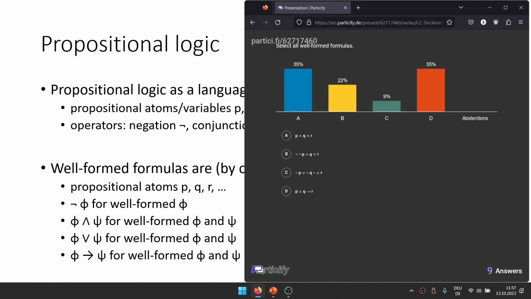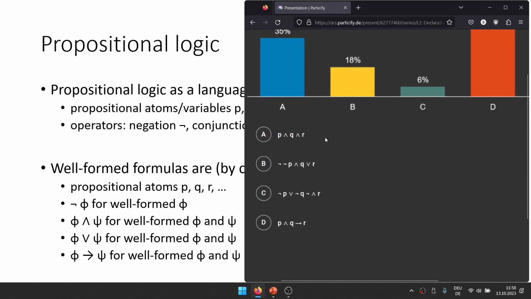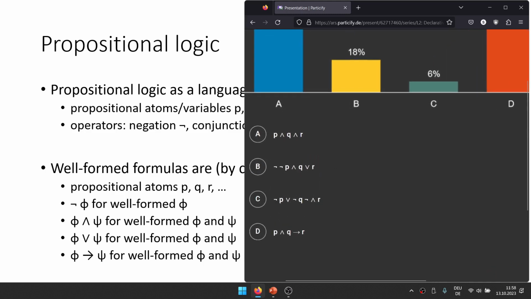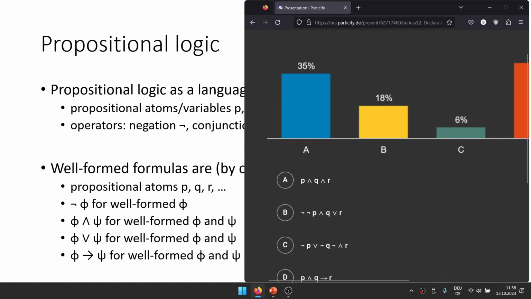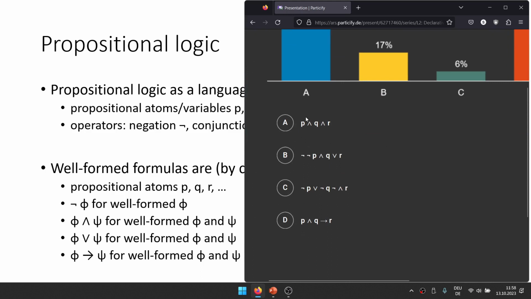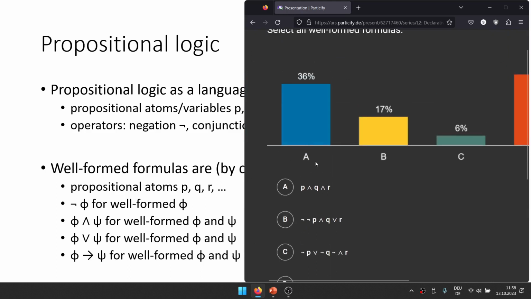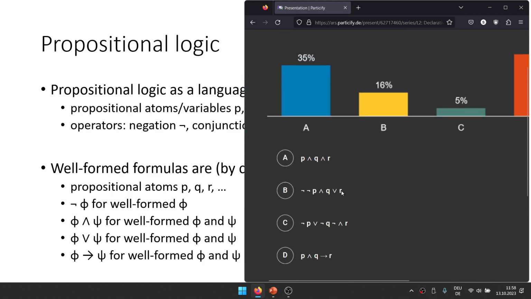Okay, so let's look at these. Now, how would we even decide whether something is well formed or not? Let's look at the first one. Some say the majority says well, the minority says that they're well formed. How would we check this?